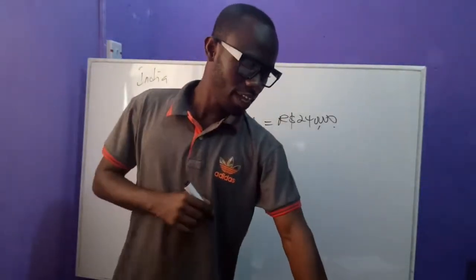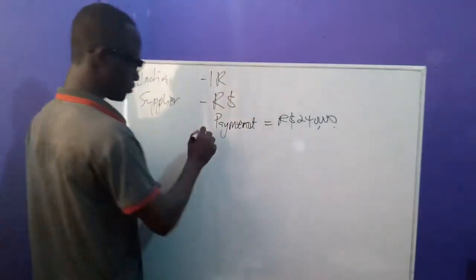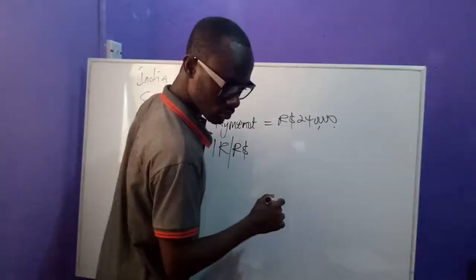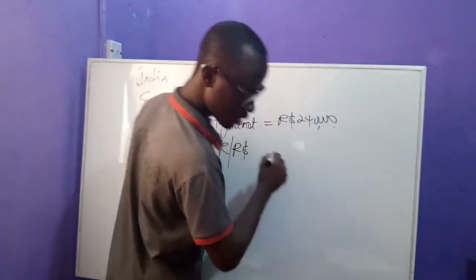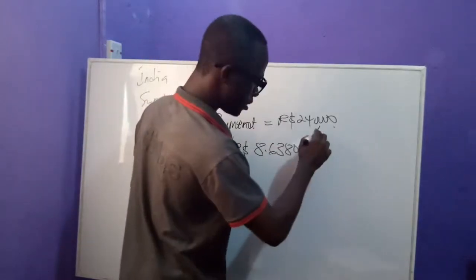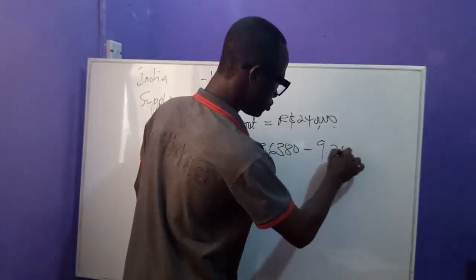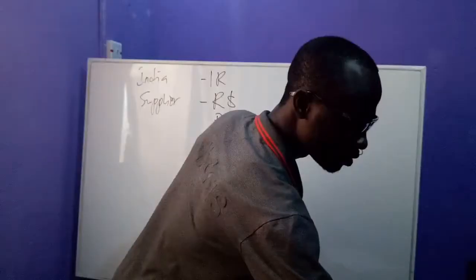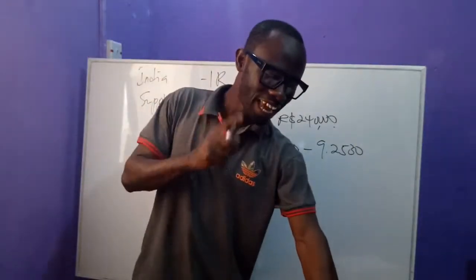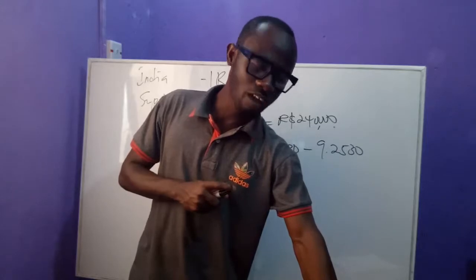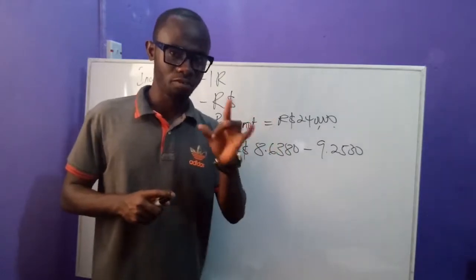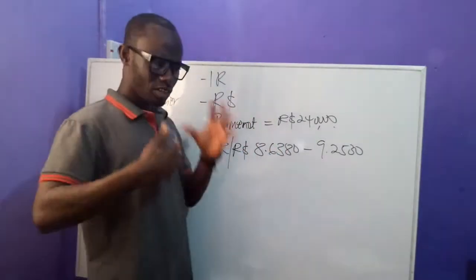Then look at something. The current exchange rate is, so we have the exchange rate as this: 8.6380, 9.2530. So, required. How many Indian rupees will Jim Jam have to pay? So, now let's look at the question again.